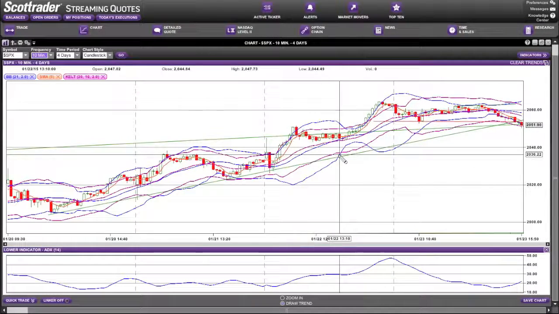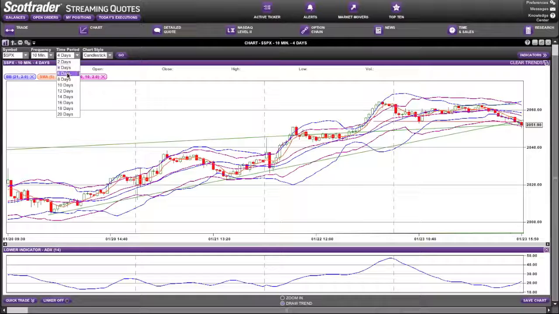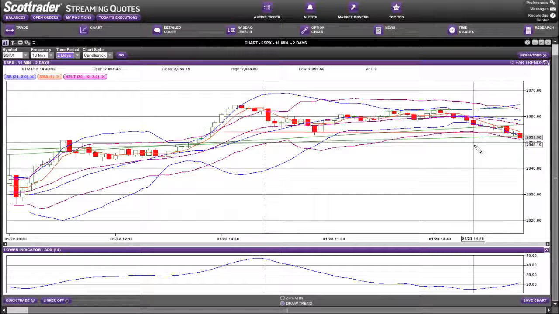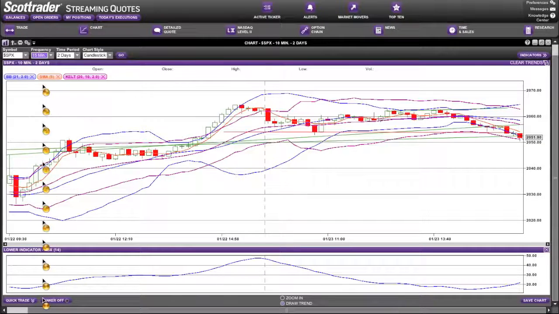All right, so two days. We closed on... I guess we closed right above that lower Keltner range on the 10-minute, which I don't know, it could be some type of bear trap, because let's see what's happening on the 15.